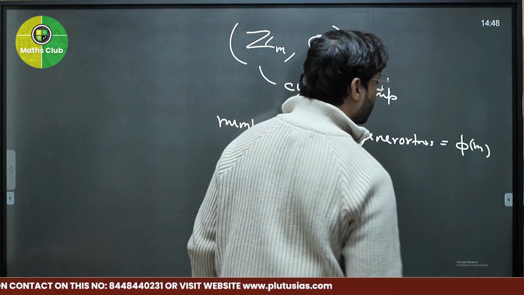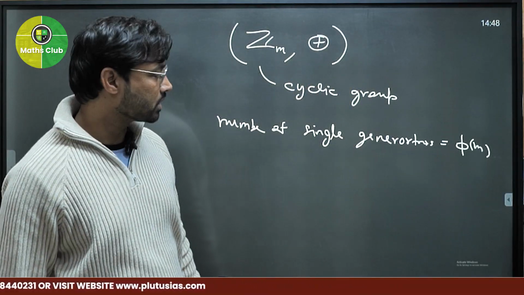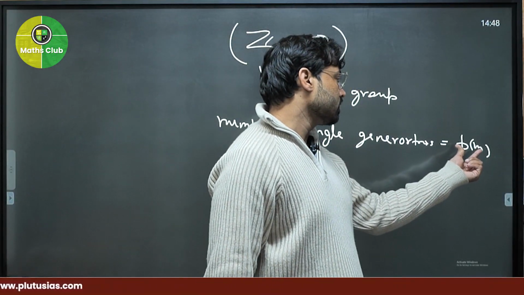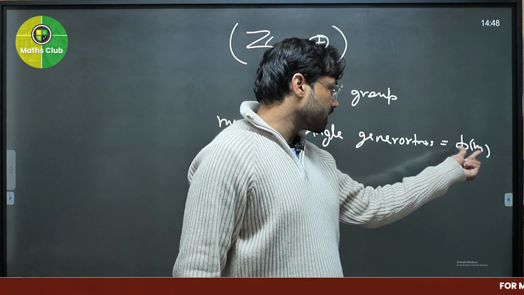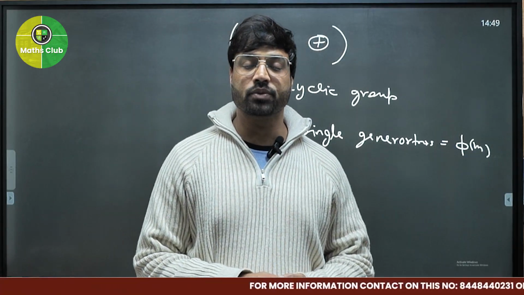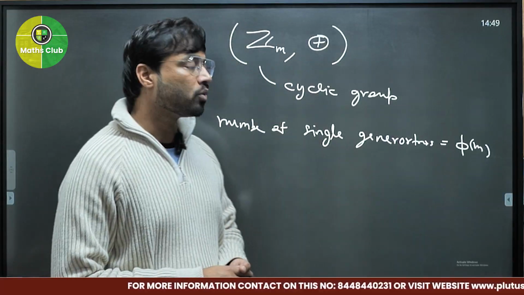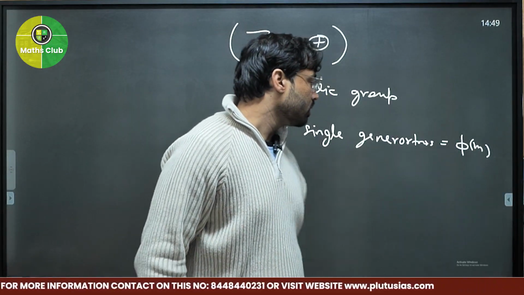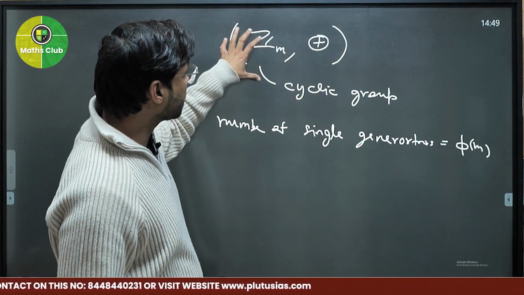And what is phi m? We know that phi m is the Euler phi function, where m is a positive integer greater than 0. Phi m is the number of positive integers less than m and co-prime to m. We have already discussed what phi m is, so now we simply calculate directly.